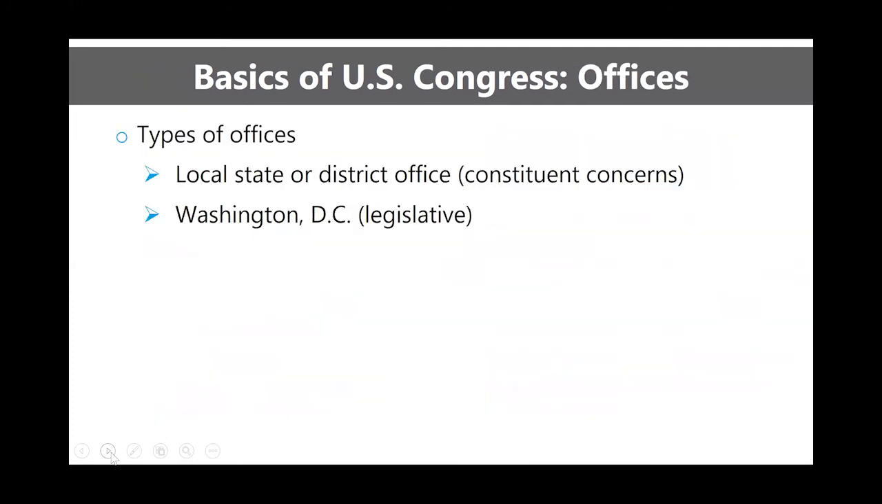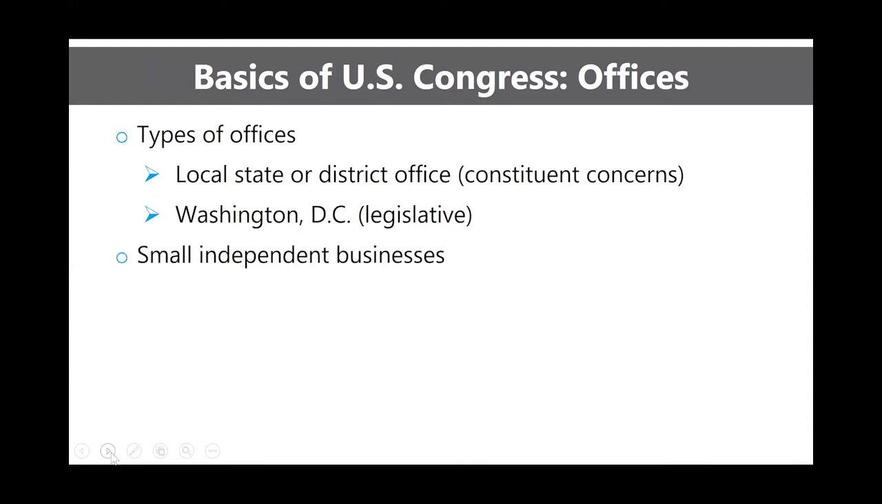The last thing we're going to talk about, the basics of the U.S. Congress, and really discuss the typical workings of a U.S. congressional office. Each member of Congress has at least two offices, one in the state or the district, and a legislative office, which is in Washington, D.C. Now, if the member represents a large state or district, let's say Texas or California, New York, they're typically going to have more than one district office if they're a senator. And even large districts can have more than one local office.